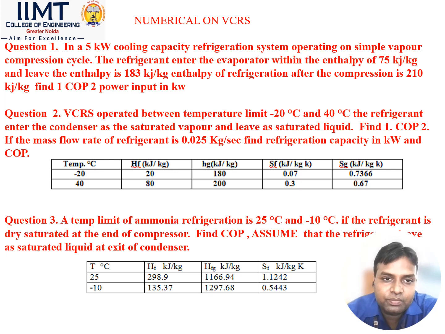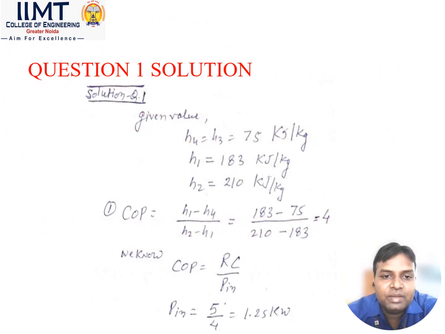You can have a glance at the first question, where I have asked to find the COP and power input in kilowatt. They have given some enthalpies for the vapor compression cycle, and they ask to find the COP and the power input of the refrigeration system. They have given the enthalpy at points 3 and 4, which is 75. At the inlet of the compressor, they have given the enthalpy 183 kilojoule per kg, and H2, the outlet of the compressor, is 210 kilojoule per kg.